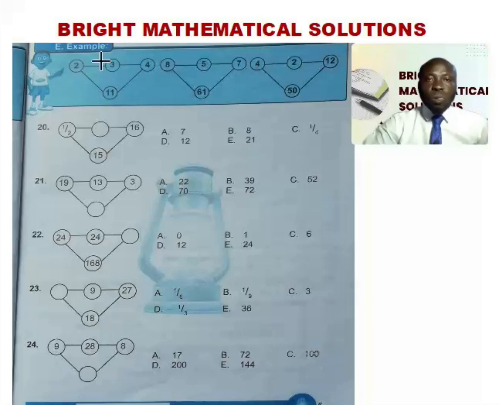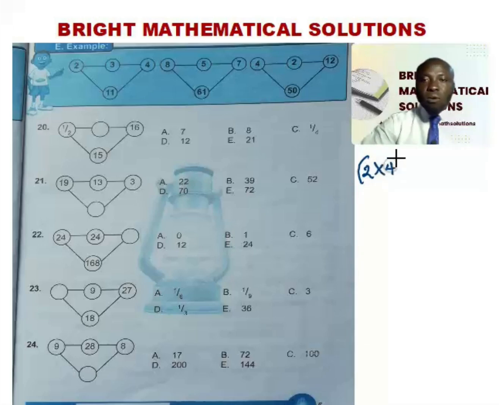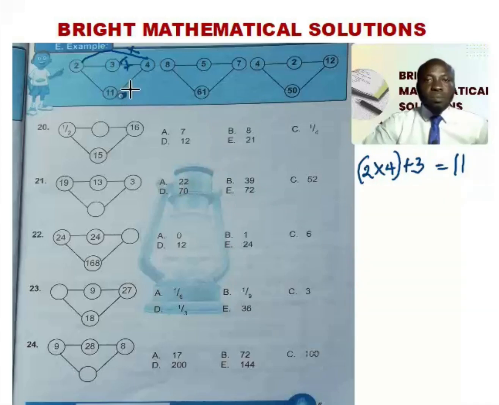We have 2, 3, 4, and 11. So the operation that works behind this is 2 multiplied by 4 plus 3, and that will give you 11. It means the first and the third, we are multiplying them together. We are now adding them to the one that is in the middle, and that will give us the one that is below them.